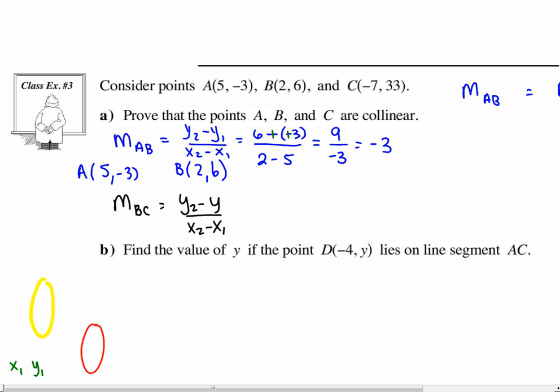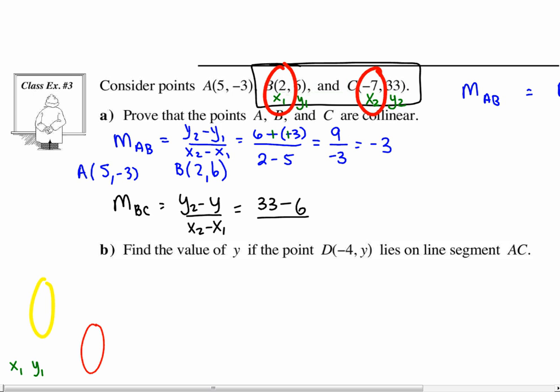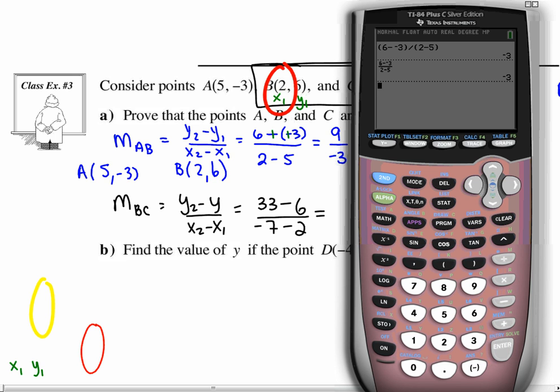Okay, so we have point B. I'm just going to use what's up here. I'll label B as my x1, y1, and my C is x2, y2. So y2, 33, minus y1, 6, divided by x2 minus x1, -7, minus 2. Again, if you want to use your calculator, you're welcome to.